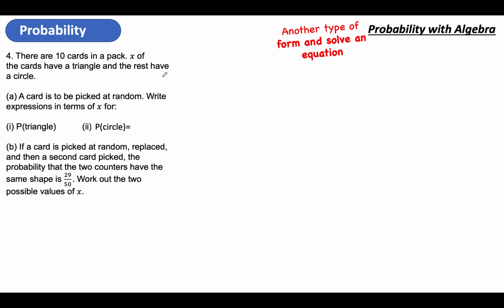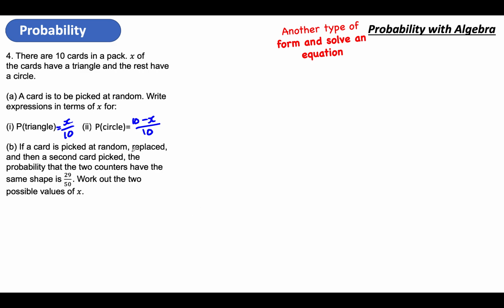Okay, unpaused. So 10 cards in the pack. What's the probability that's a triangle on the card? There's 10 of them, and X of them are triangles, so it's X out of 10. And the probability it's a circle, well, the rest are circles, so it's the total take away the number that are triangles, so 10 minus X, and divide that by the total to get the probability. The number that are circles divided by the total number of cards.